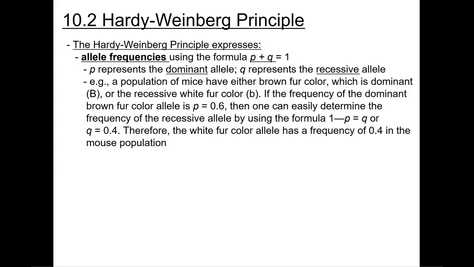Then one can easily determine the frequency of the recessive allele by using the formula 1 minus p is going to be q, or 0.4. Therefore, the white fur color allele frequency is going to be 0.4 in the mouse population. You can change this over into percentages by saying the brown fur color is 60% and the white fur color is going to be 40%.